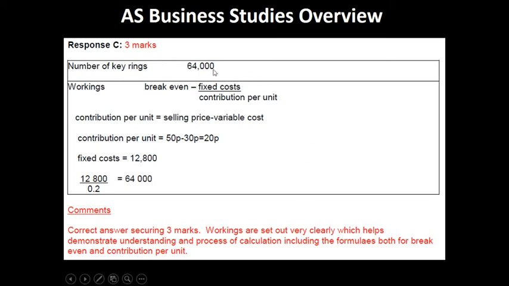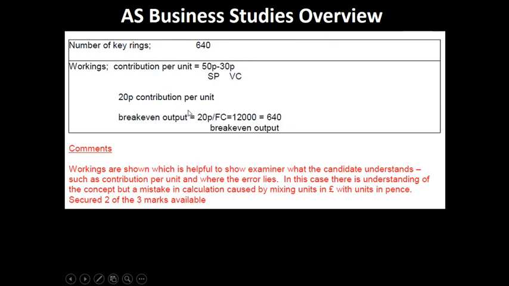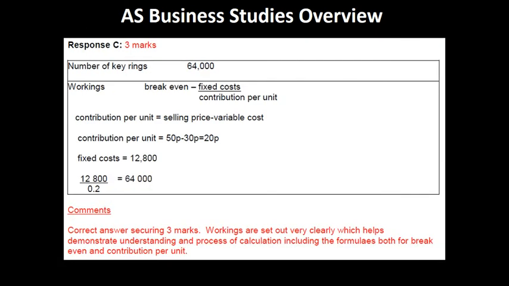This answer was correct. And it secures all 3 marks. Workings are set out clearly, which helps the candidate demonstrate understanding, but nevertheless, they got the correct answer. So the example they're saying that, even if you get the incorrect answer, if you've shown your workings like they've asked you to, you can still secure 2 of the 3 marks if you show some sort of understanding of the concept. So there we go, that's calculation questions.